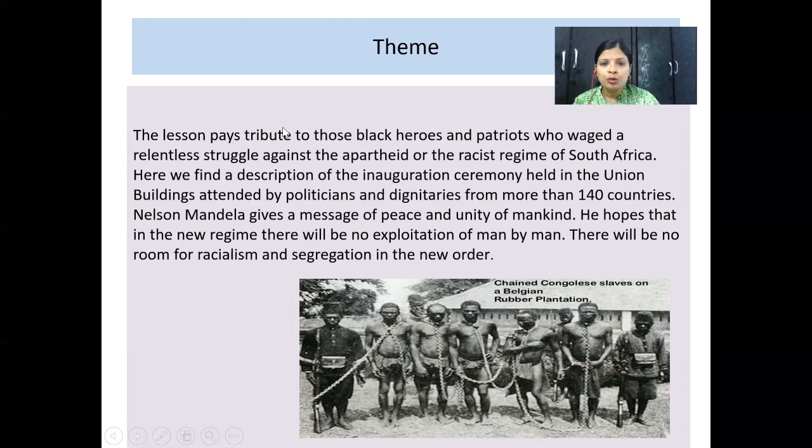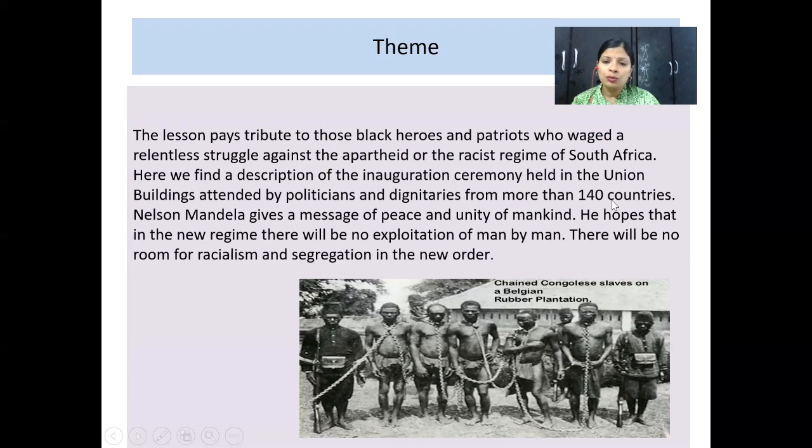The theme is a tribute to black heroes. That is, Nelson Mandela recollects the names of a few patriots who laid down their lives to get this freedom. And not only that, Nelson Mandela becomes nostalgic and he appreciates and praises the national heroes. And this entire chapter is about the inauguration ceremony. This inauguration ceremony is nothing but the installation of a democratic government in South Africa, where dignitaries from 140 countries took part.